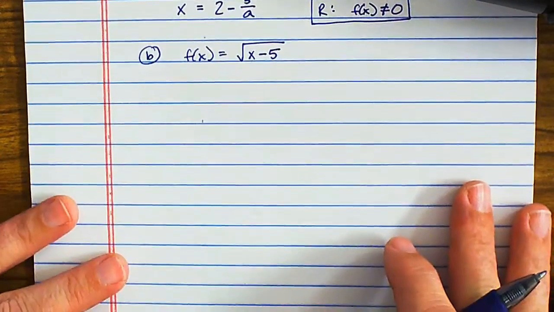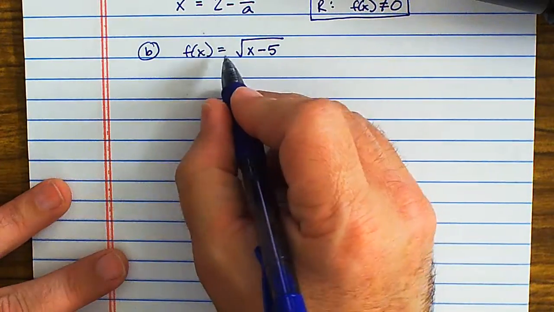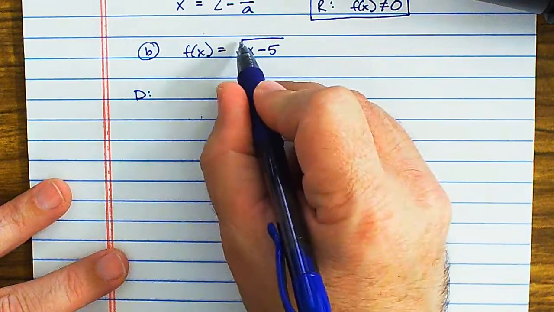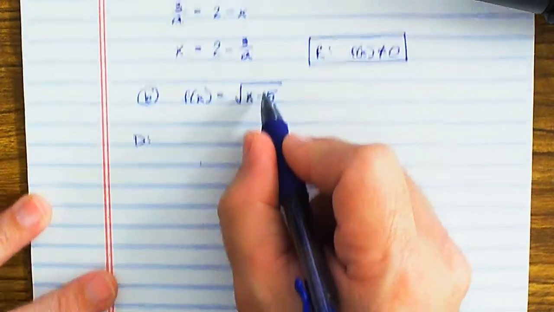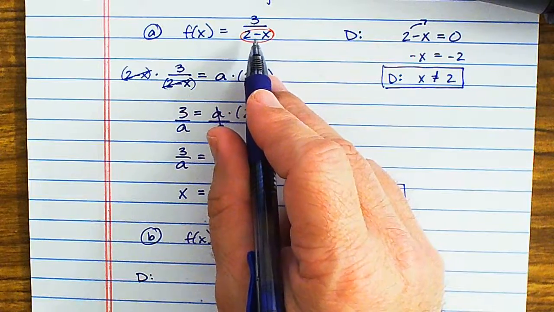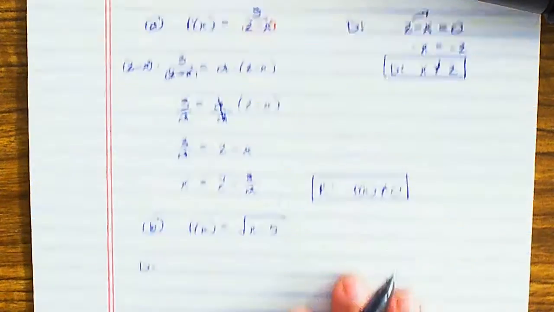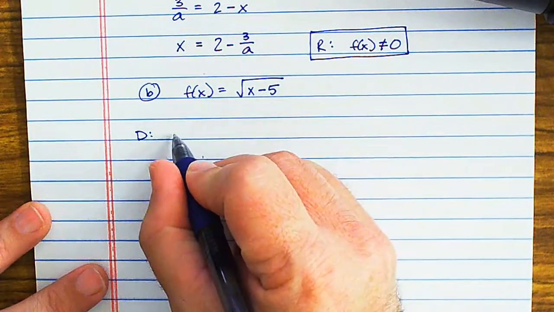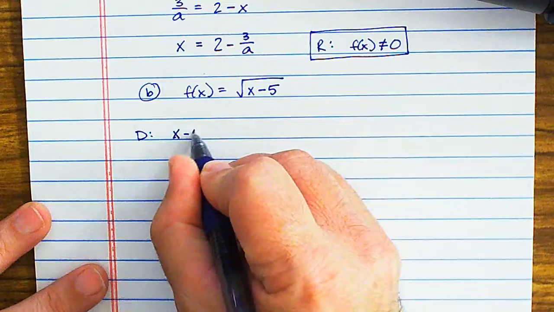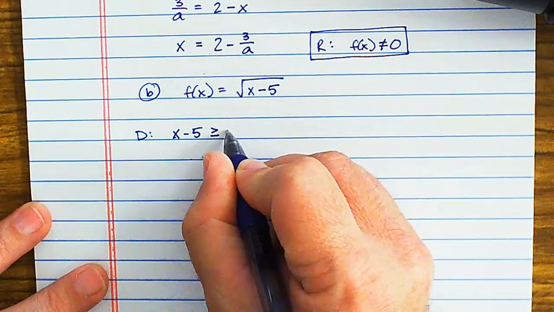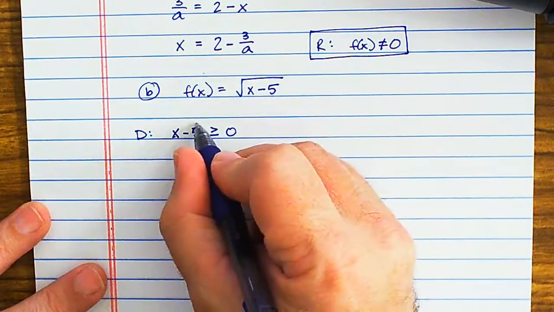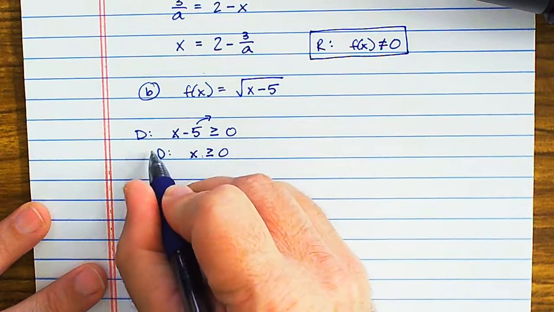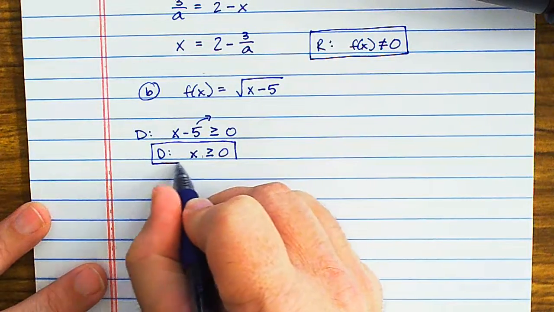Okay, part B. So for my domain, I know that radicals can never be negative, just like I know that denominators can never be 0. That led me to do this. Now I know that this part cannot be 0 or cannot be negative, so I know that x minus 5 has to be greater than or equal to 0. So if I move the 5 over, x is greater than or equal to 5. That's your domain. Just like that.